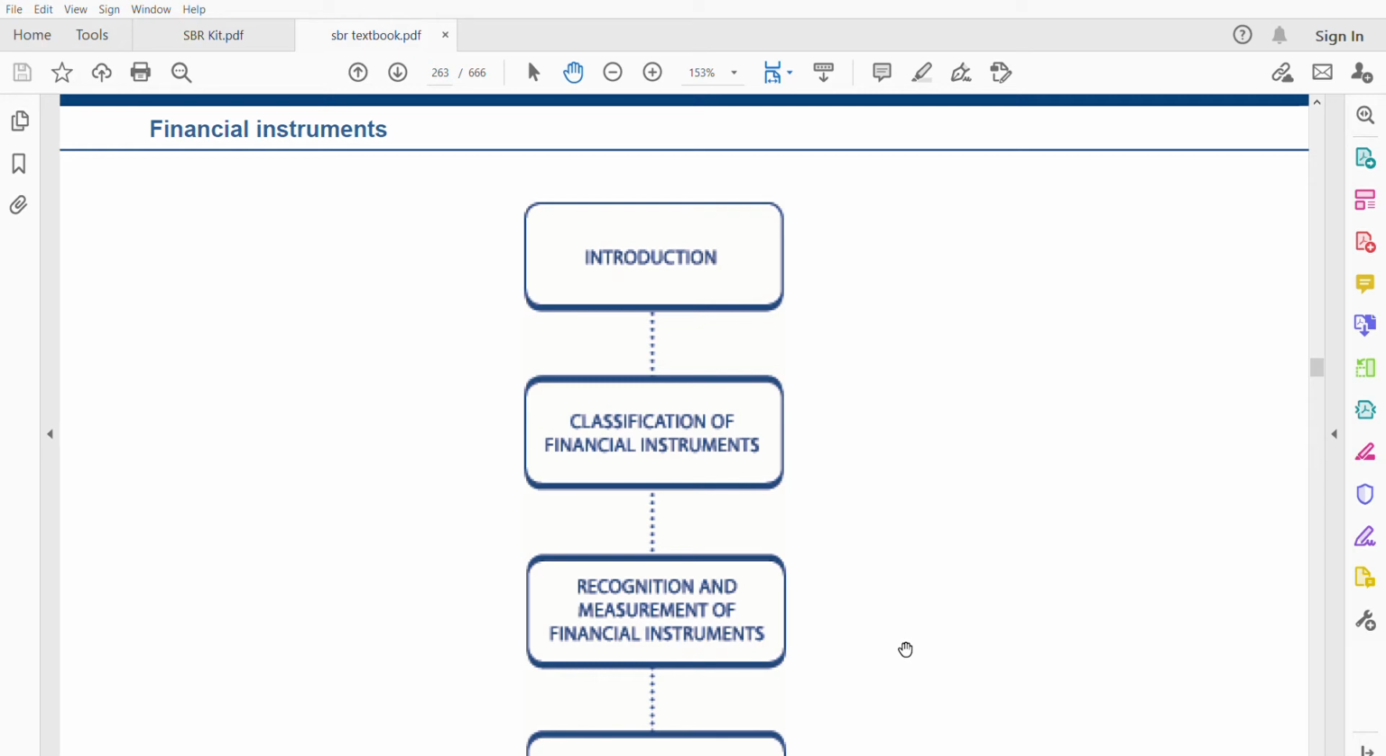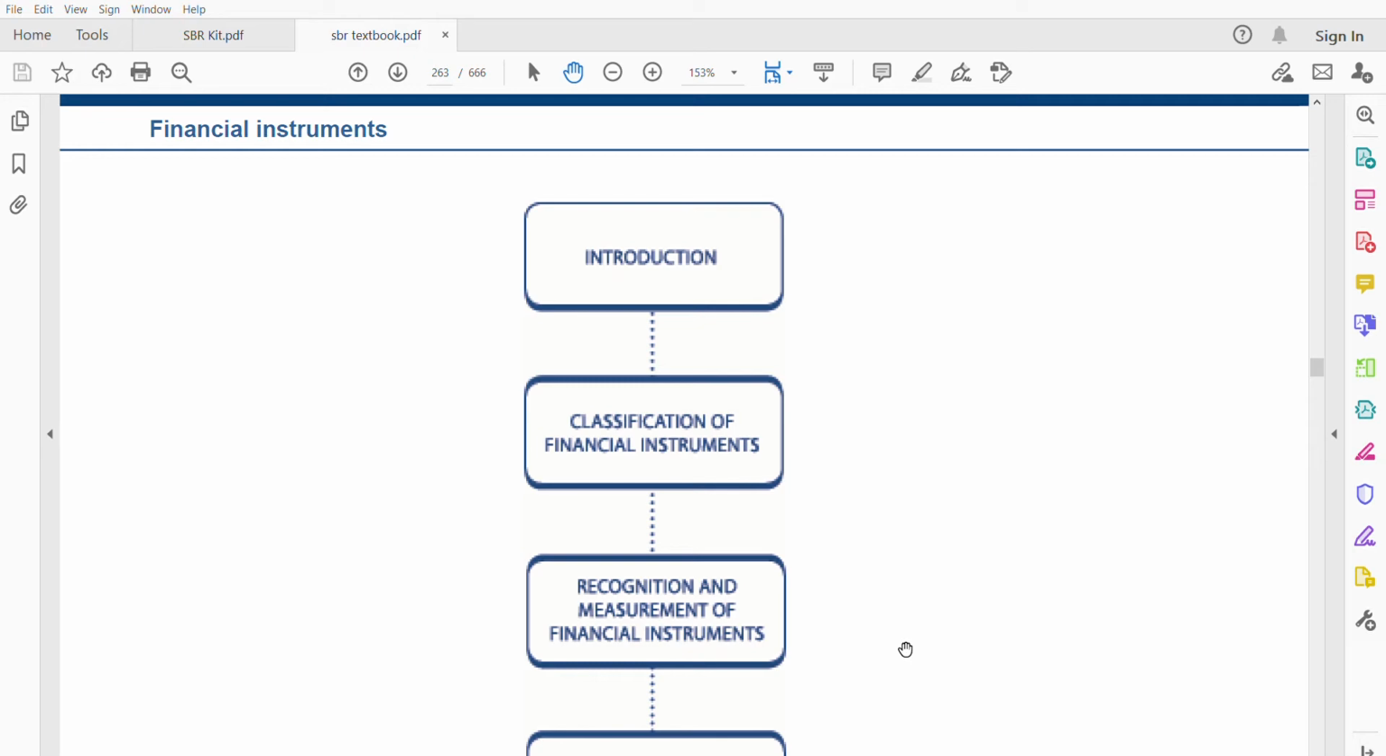But that does not mean that I will be only with one topic. No, I will simultaneously be uploading other standards also, so that before the exam you get all the standards and you get time to prepare yourself. So on that note, let us start with financial instruments. Let us start with financial liabilities.